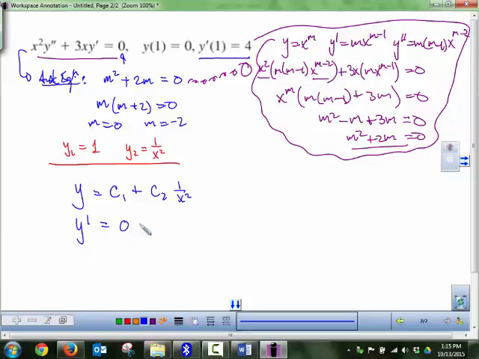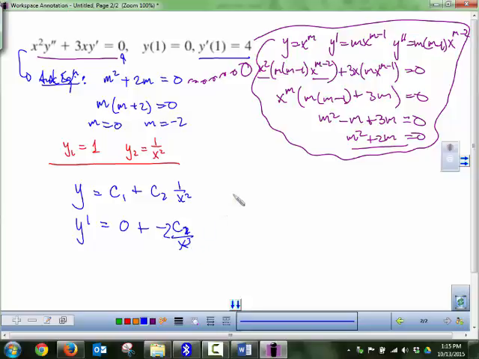I have 0 plus, this looks like a negative 2 C2 times x to the negative 3. Maybe you should check that. Is that right? All right.